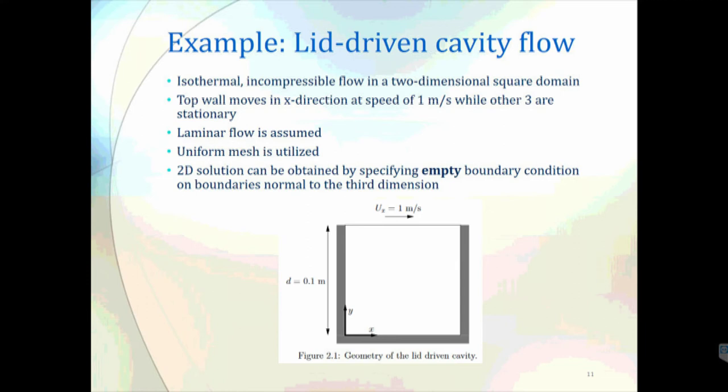Inside, of course, we have a fluid, and because of this moving lid, the fluid inside will be disturbed, and it will have some type of flow taking place inside, and we will visualize that flow in our example case. Of course, laminar flow is assumed, and a uniform mesh will be utilized for our case. We have X and Y directions, and the Z direction will be defined by the empty patch type boundary condition.